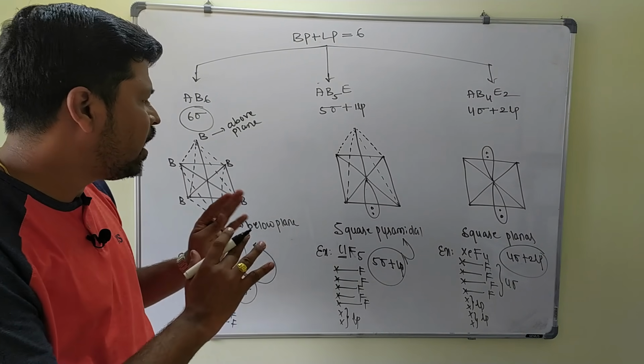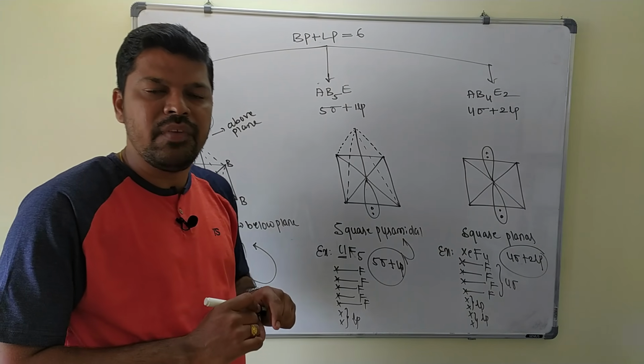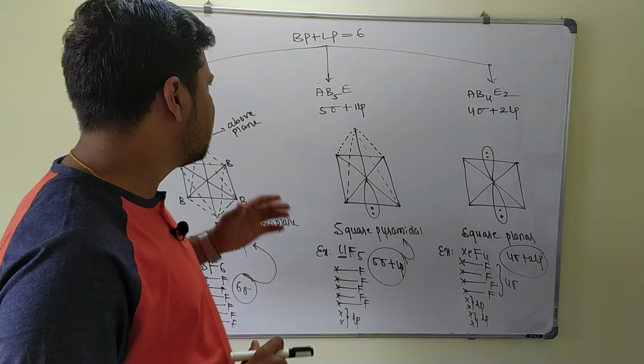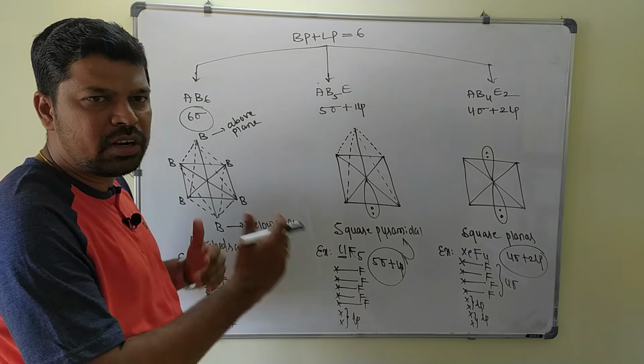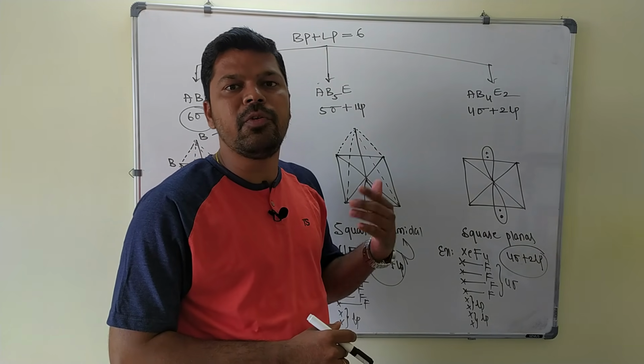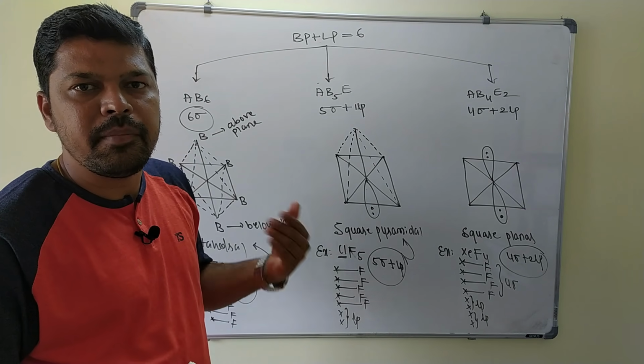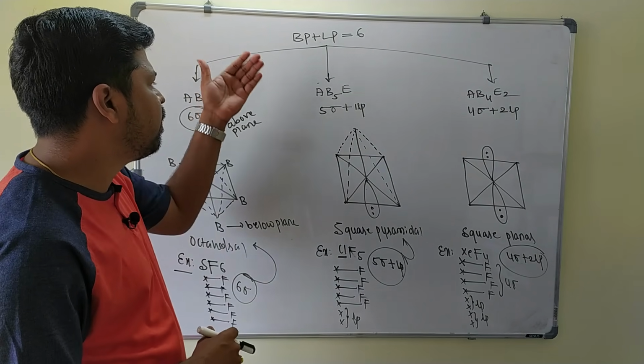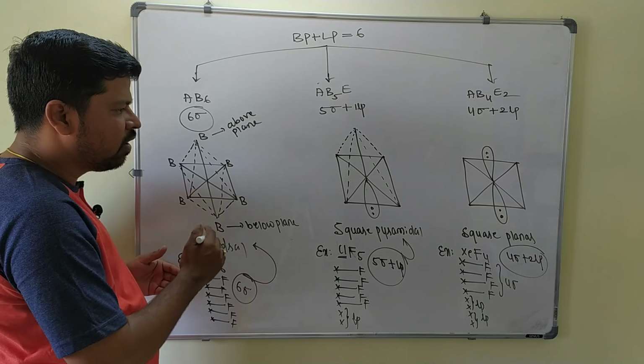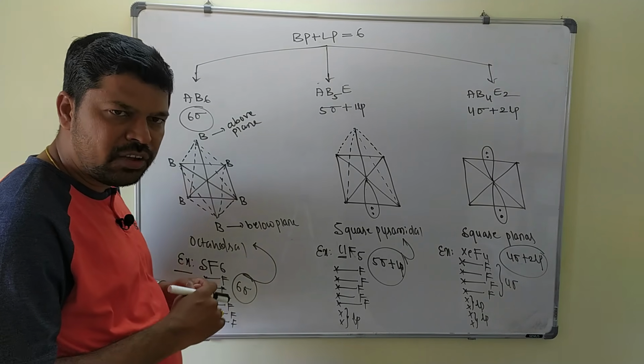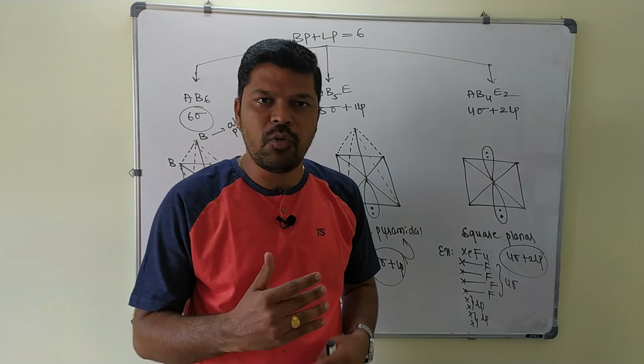These are the different types of molecules which come under VSEPR theory, and this completes all types of molecules from AB2, AB3, AB4, AB5, AB6, and in each model we have discussed different variations here.